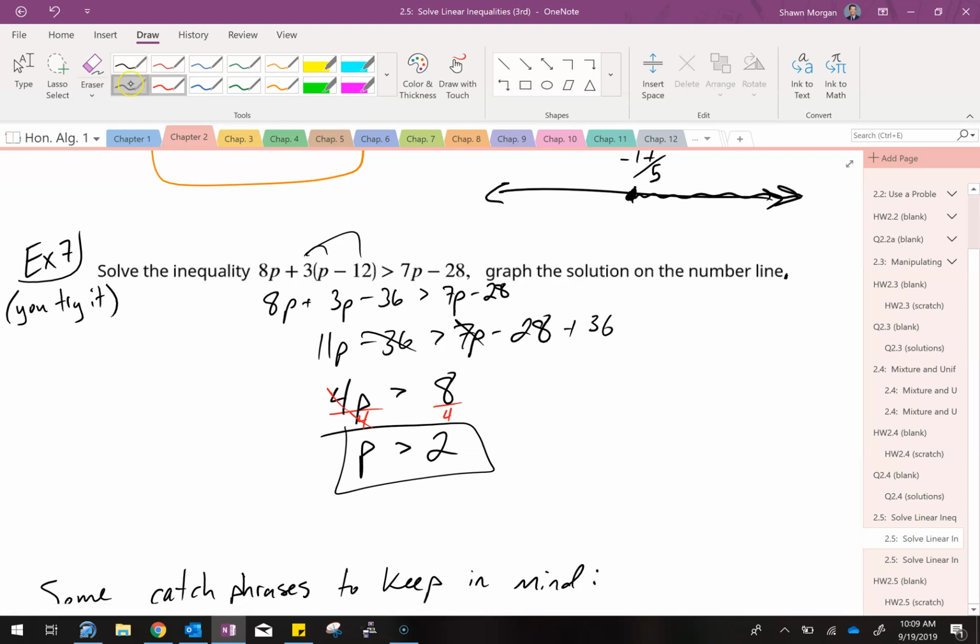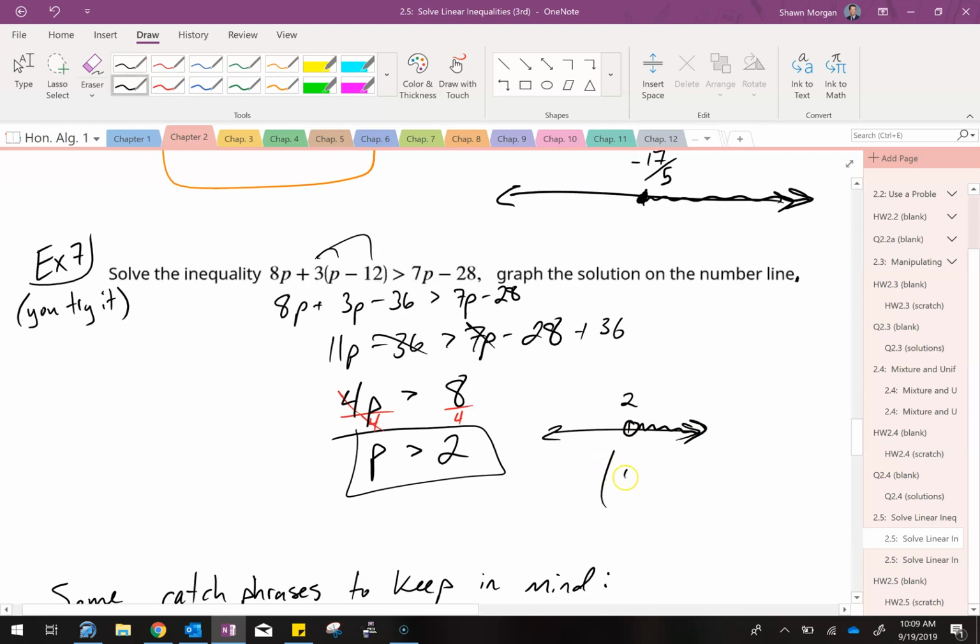And if we graph on the number line, obviously, we're going to use the number 2. What type of mark should it be? Open. It should be an open mark, and it's greater than, so I should shade to the right. If I used interval notation, it'd be a parenthesis, 2, comma, infinity, parenthesis.